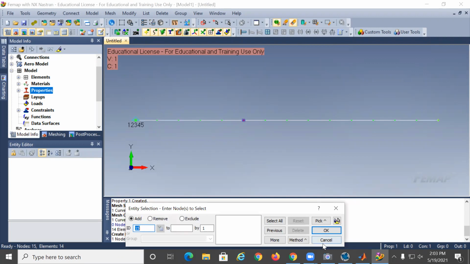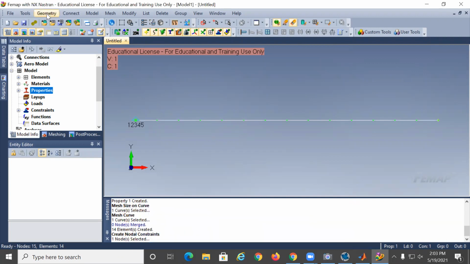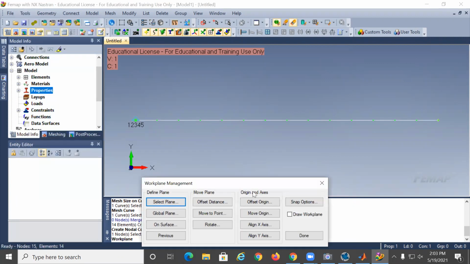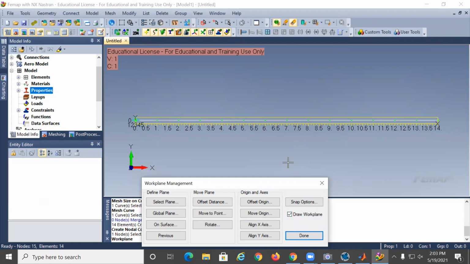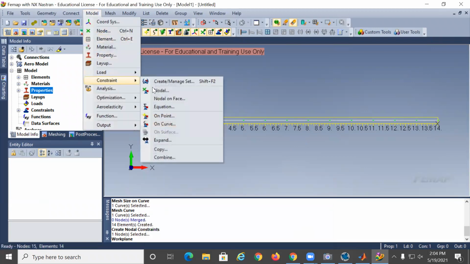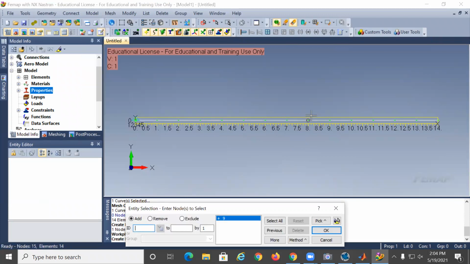Now, the other one was located at 8. You don't need to do this, but we want to show you: tools, work plane, draw work plane. So this will tell you the next one should be at 8. So right here, it's done. So model, constraint, nodal at 8 will be this one.